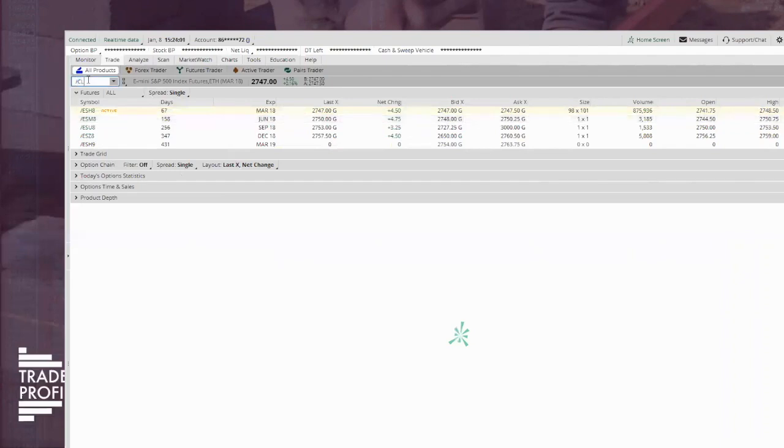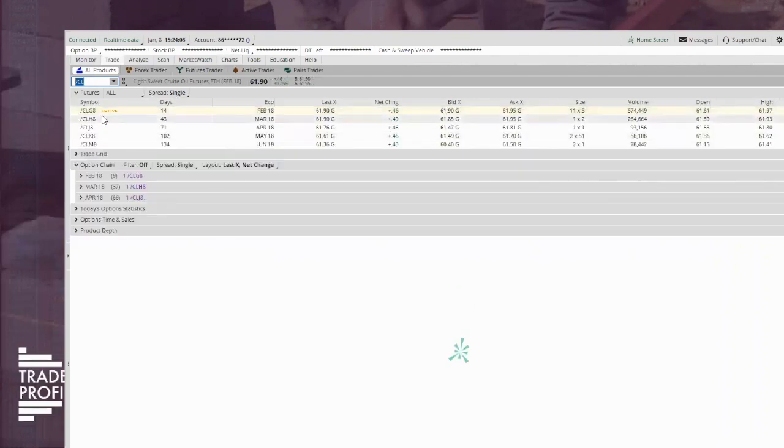I trade crude oil a lot. If you look at crude oil, you will see that it has an expiration every month. So February, March, April, May, June. So Feb is the active month. We've got 14 more days, and then we'll start trading March.